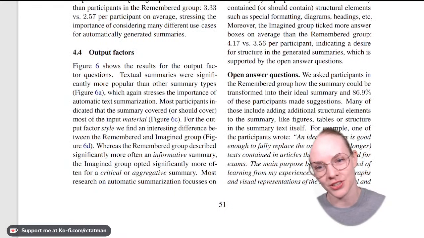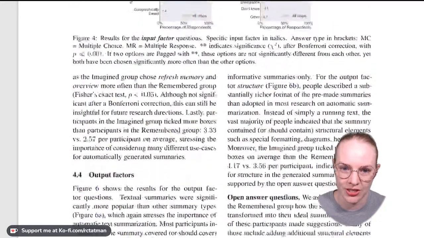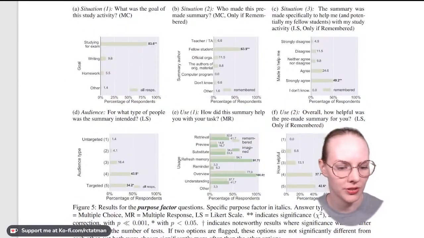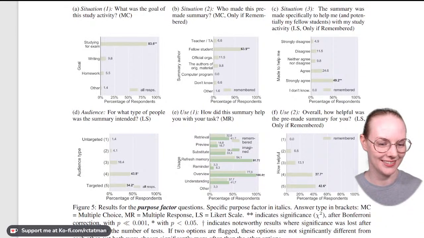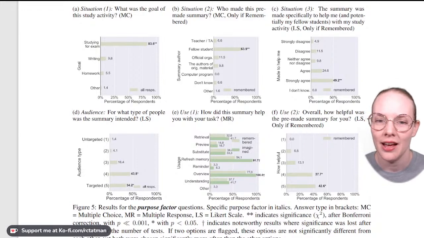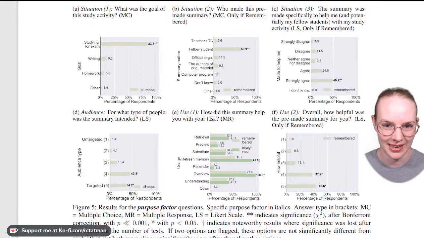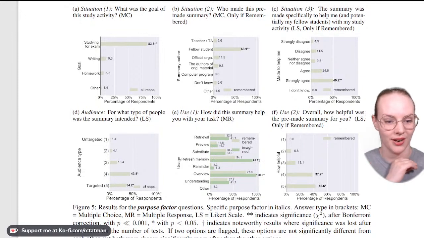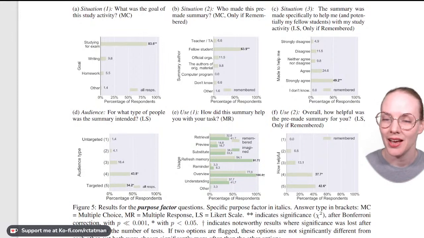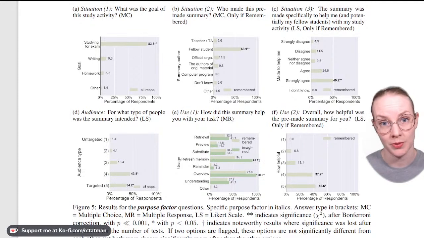All right. Figure 6 shows result for the output factor questions. Let's go find figure 5 first, actually, so we can talk about it while it's fresh in the mind. There we go. Okay, so situation 1, what was the main goal of the study activity? Wow, absolutely huge here. 83% say they were studying for an exam. So this is really for understanding the material. Who made the summary? Mostly other students. Interesting. Okay, so like sharing notes back and forth, I'm guessing, to help review the material faster or learn the material for the first time faster.